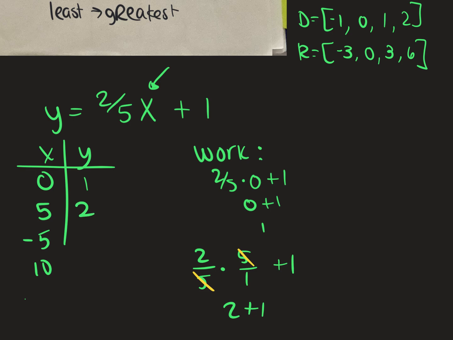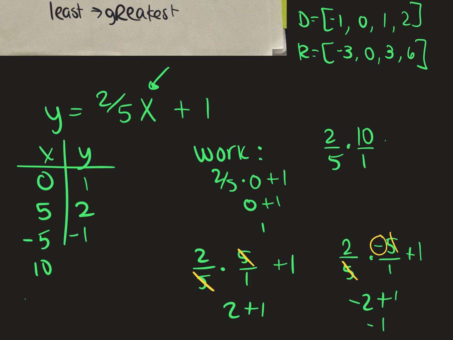If I'm ever going too fast, stop the video, catch up with your notes. Okay, -5. 2/5, I think I'll write it better. 2/5 times -5 over 1. These cross out, but that negative sign does not cross out. -2 plus 1 is -1. Now I've got 2 over 5 times 10 over 1. This becomes a 1, this becomes a 2. 2 times 2 is 4. 4 plus 1 is 5.